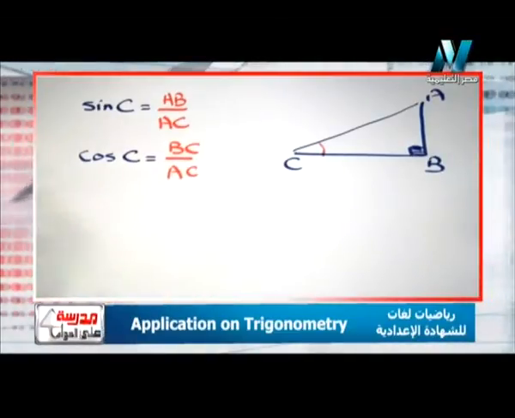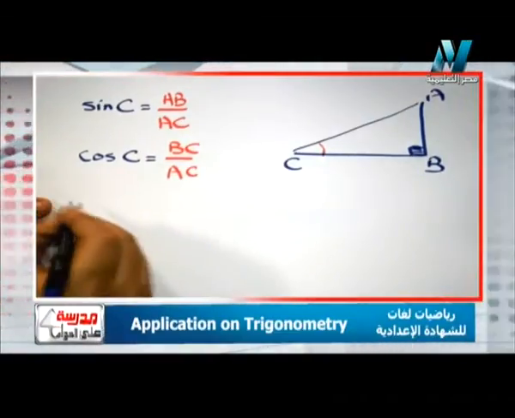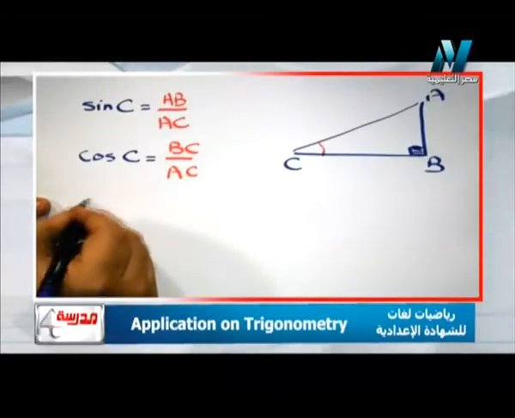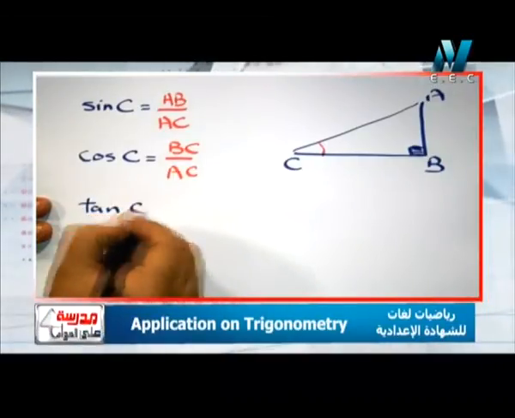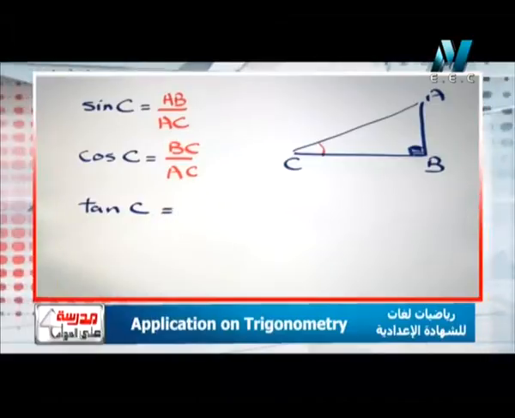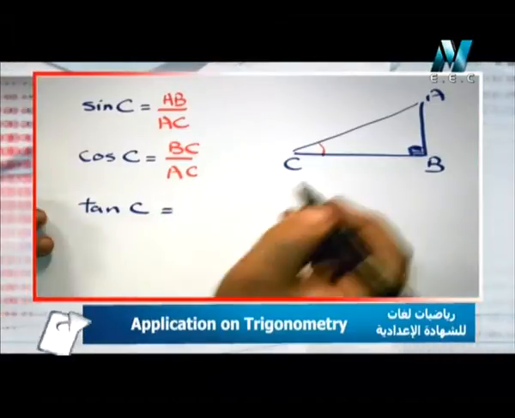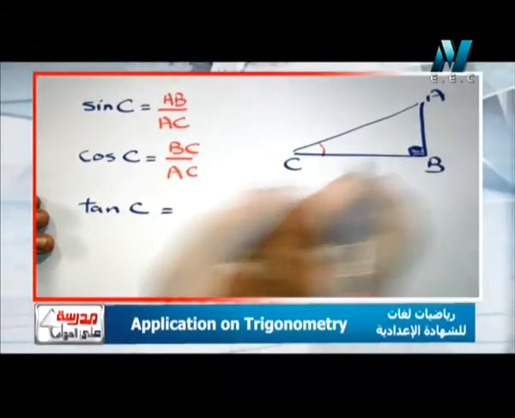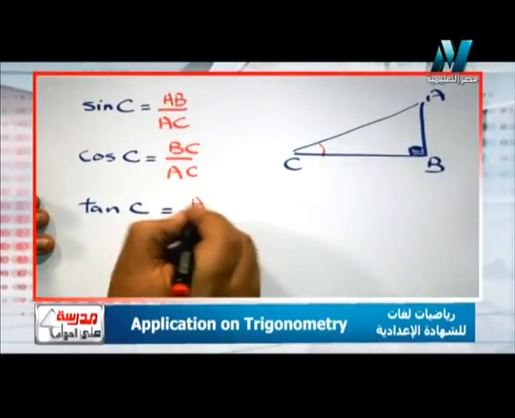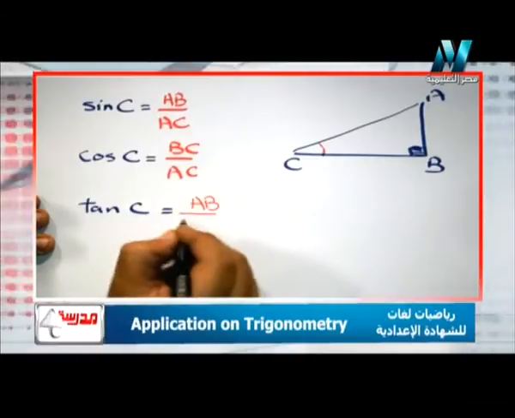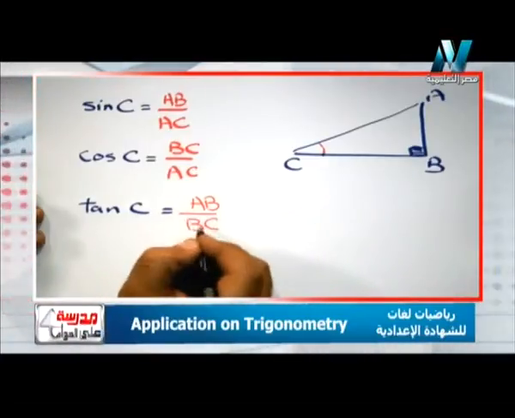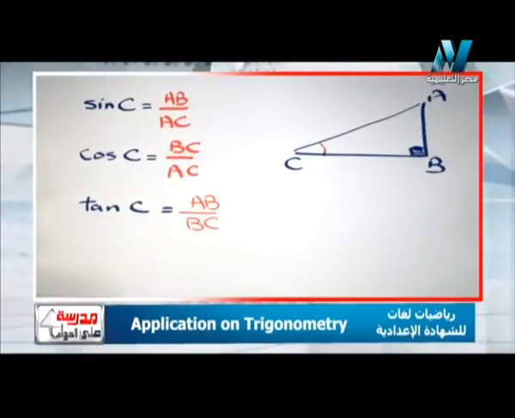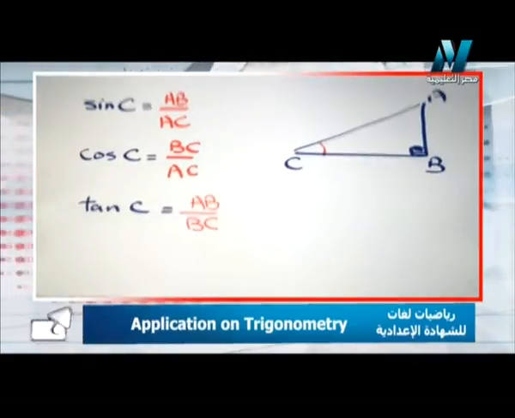And finally, the tan of the angle C, so tan C equals the ratio between the opposite of angle C and the adjacent of angle C. So we have here the length of AB over the length of BC. This is what we have revised on trigonometry before going on to the applications on the pupil book.